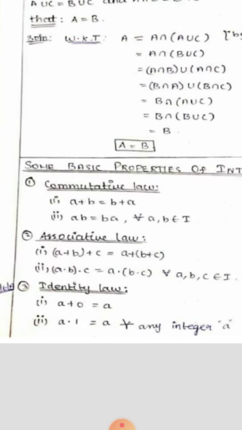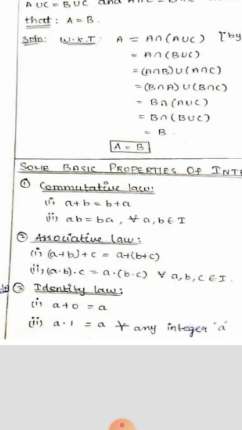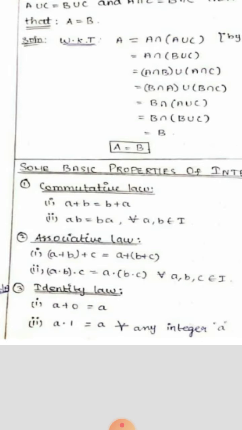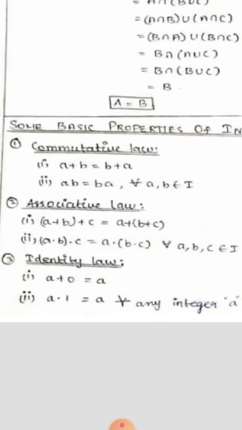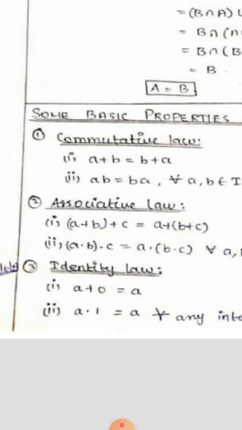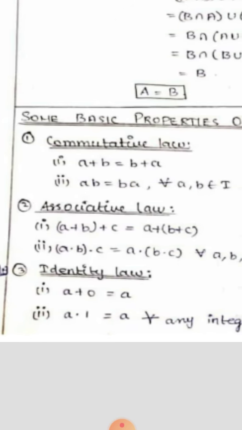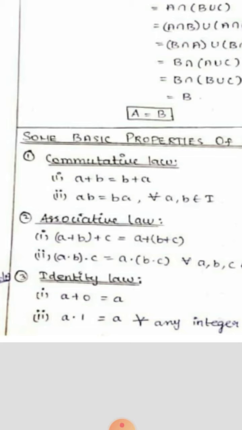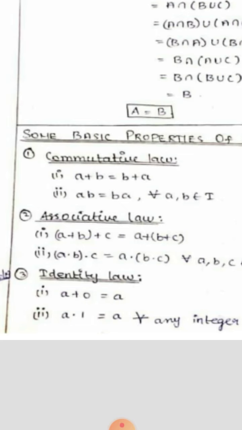And second one, associative law. A plus B plus C is equal to A plus of B plus C. This is associative law under additive operation. And second one, A dot B dot C is equal to A dot of B dot C. So this is also associative law under the multiplication operation. Next one, identity law. A plus 0 is equal to A. Second one, A dot 1 is equal to A. So this is the identity law under the operations addition and multiplication.